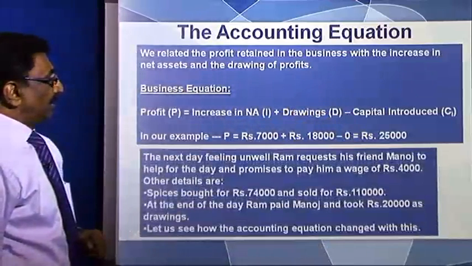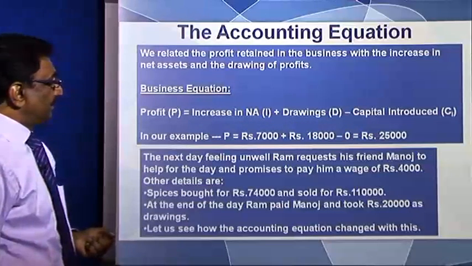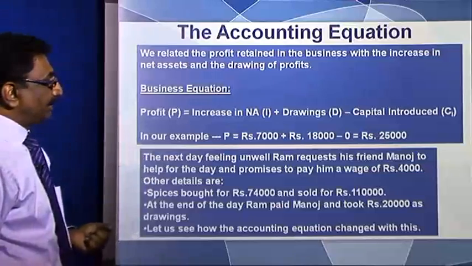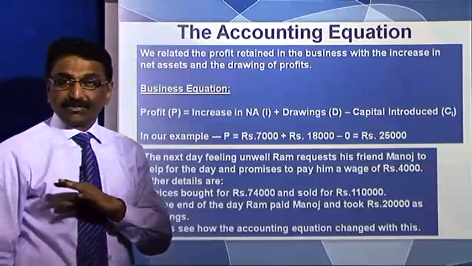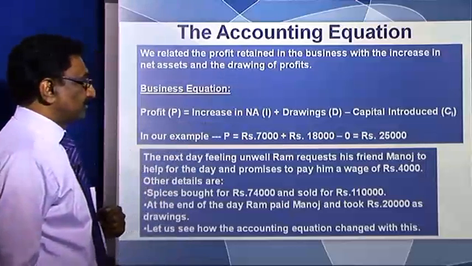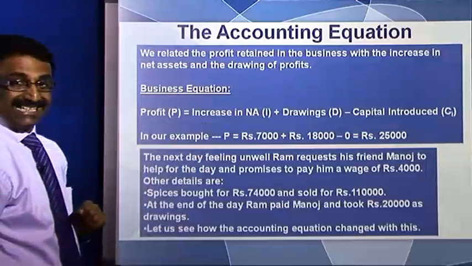So, we again progress with Ram's business. Ram was unwell, so he requested his friend Manoj to help him and told him to look after the stall for the day and he will give him a wage of 4,000 rupees. What happened during the day was spices bought for 74,000.